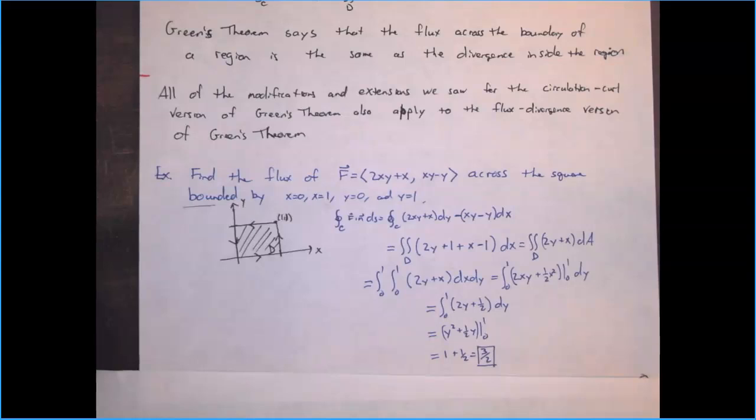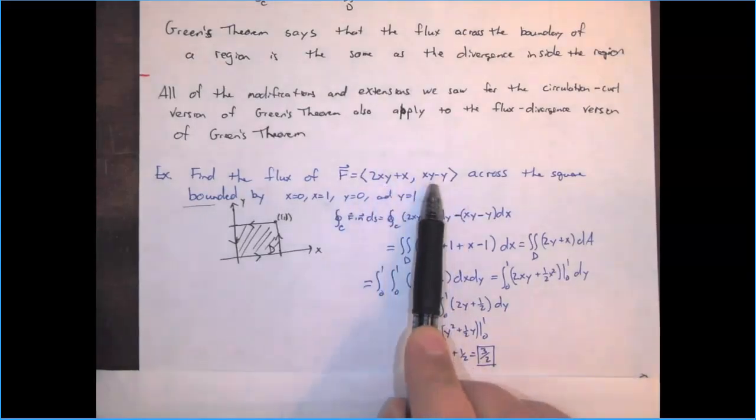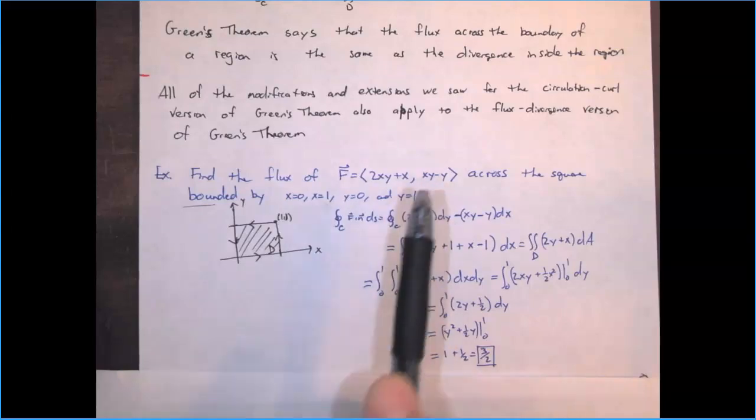The key thing here is that if you're asked to find flux across a boundary and you want to use Green's theorem, the important thing to remember is that the double integral is different. For the circulation curl version, it's the partial derivative of Q with respect to x minus the partial derivative of P with respect to y. It's that third component of curl. But here for the flux version, it's the divergence. So it's the partial derivative of P with respect to x plus the partial derivative of Q with respect to y. So the setup is different.